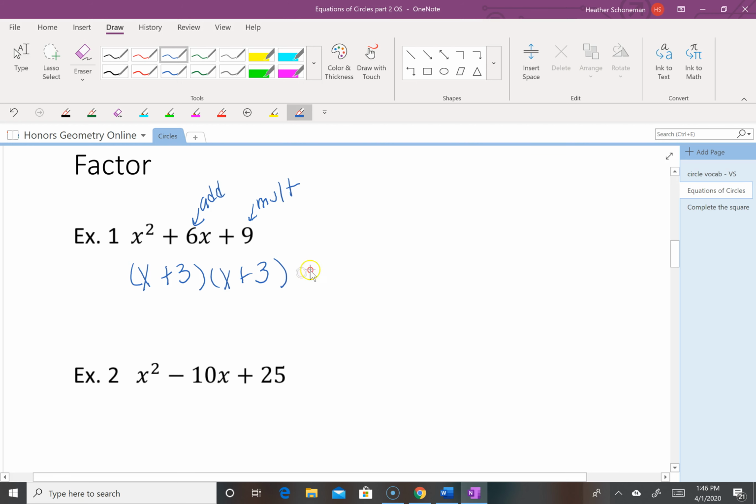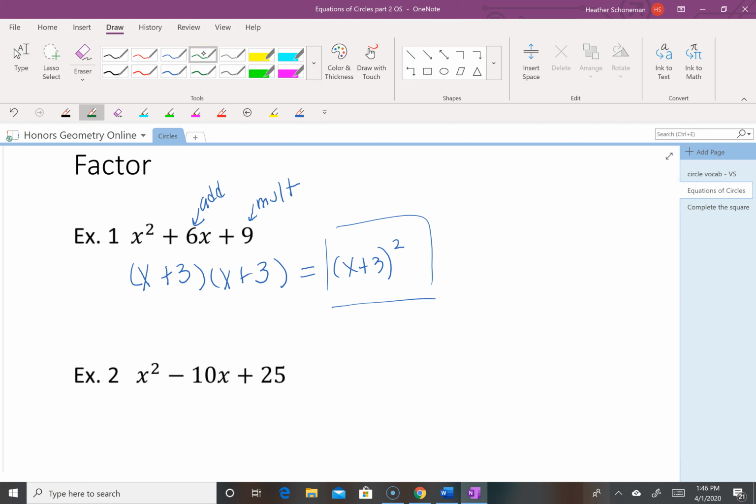But do you remember at some point you were told you could write it like this because there's two of them? Now, my hope is writing it like this looks like part of the equation of a circle. So our goal is going to be to get those. But let's do one more. If you were going to factor this one, two numbers that multiply to positive 25 but add to negative 10 would be negative 5 and negative 5. So we can rewrite that as x minus 5 squared.